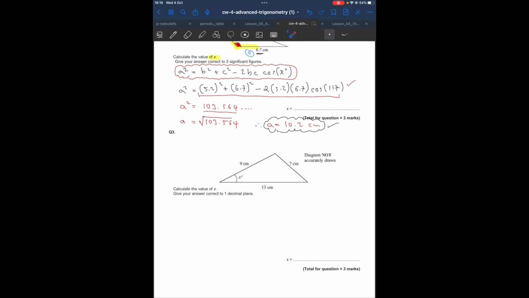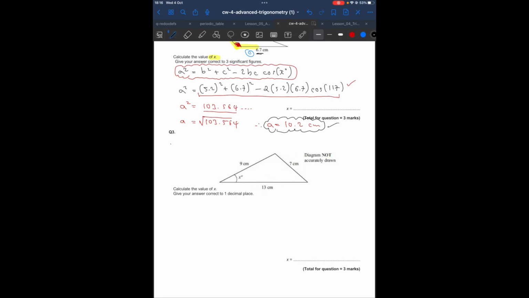If we look at the next example, the question is asking us to calculate angle x. We're given a non-right angle triangle. So immediately you know that you cannot use SOHCAHTOA to actually work this out. We're not dealing with a right angle triangle. You have to look and see what information you're given in the question. And the first thing that you should notice is that you're given all three lengths.